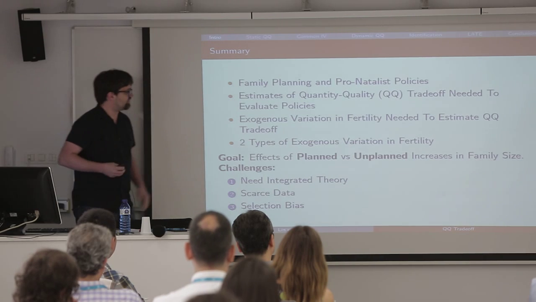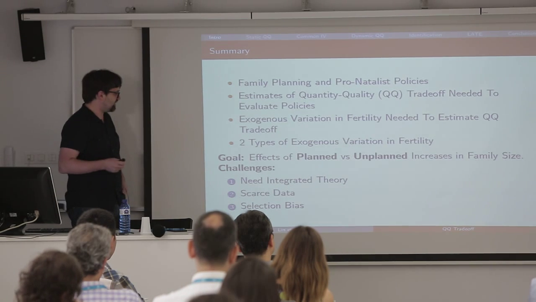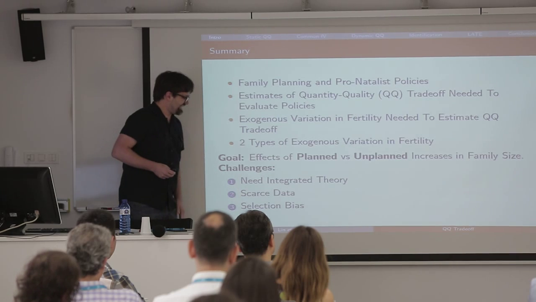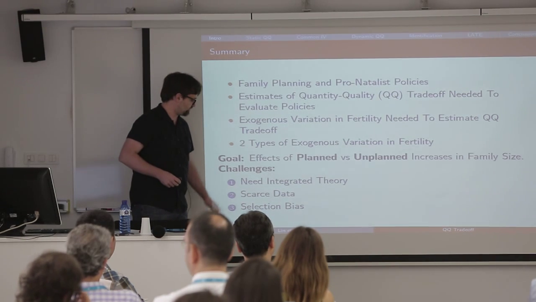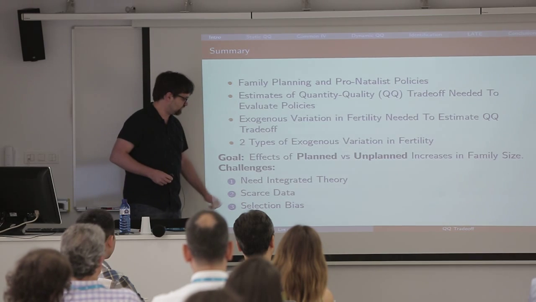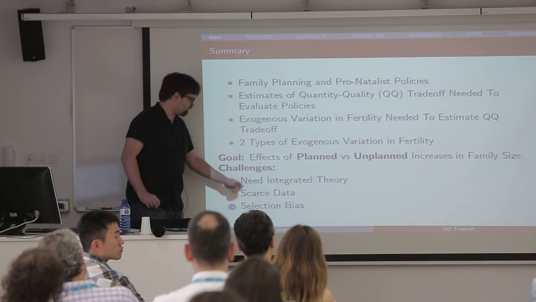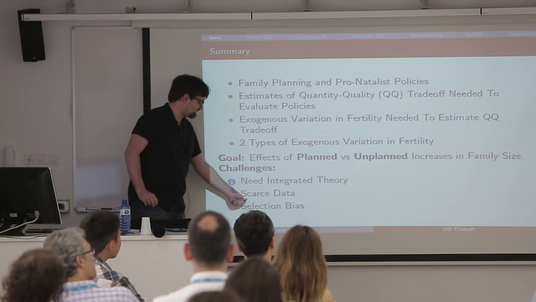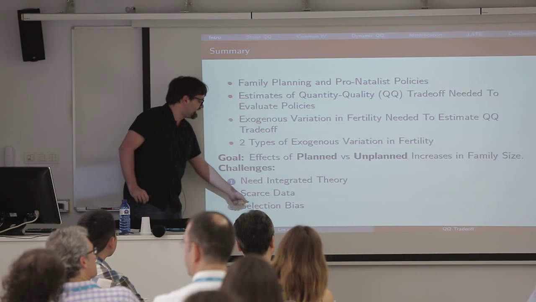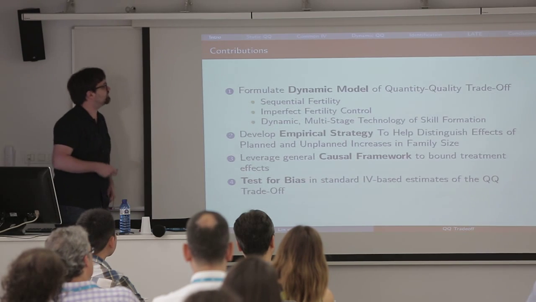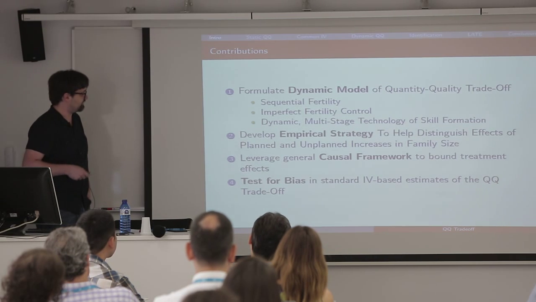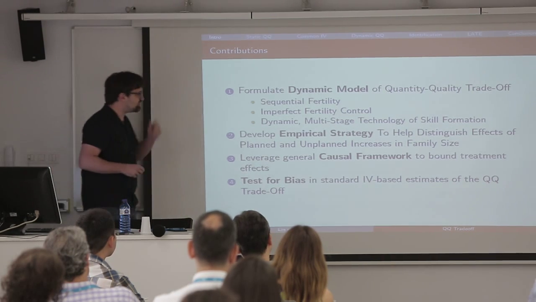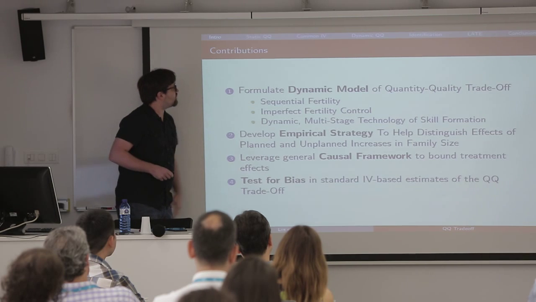One is that we need to integrate a variety of pieces of theory. Another one is that the data is not very abundant to do what we want to do, although we will be able to do it. But it's just in a particular case we have access to a particular piece of data. And obviously we need to deal with selection bias. That's an old problem. But here it's going to be even more complicated because there's going to be multiple types of selection bias.